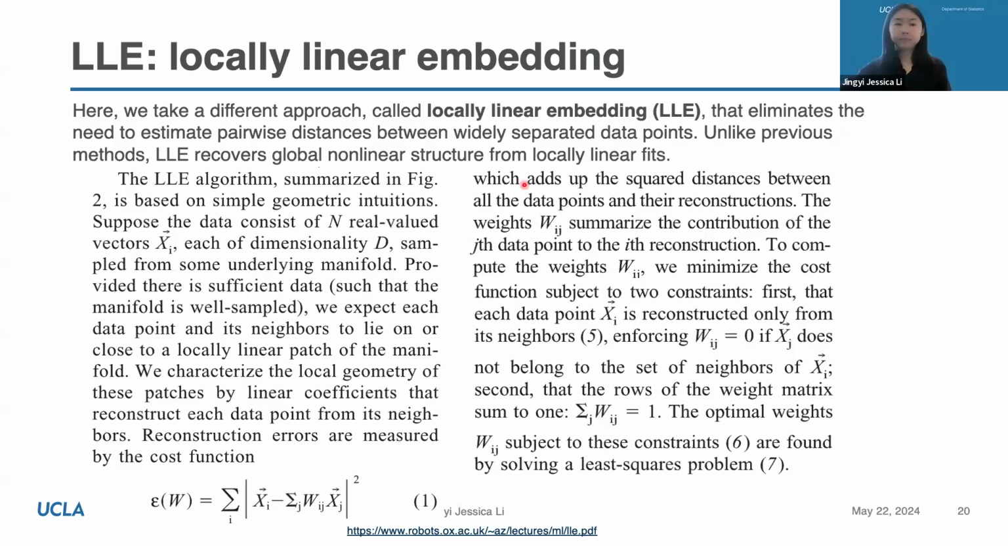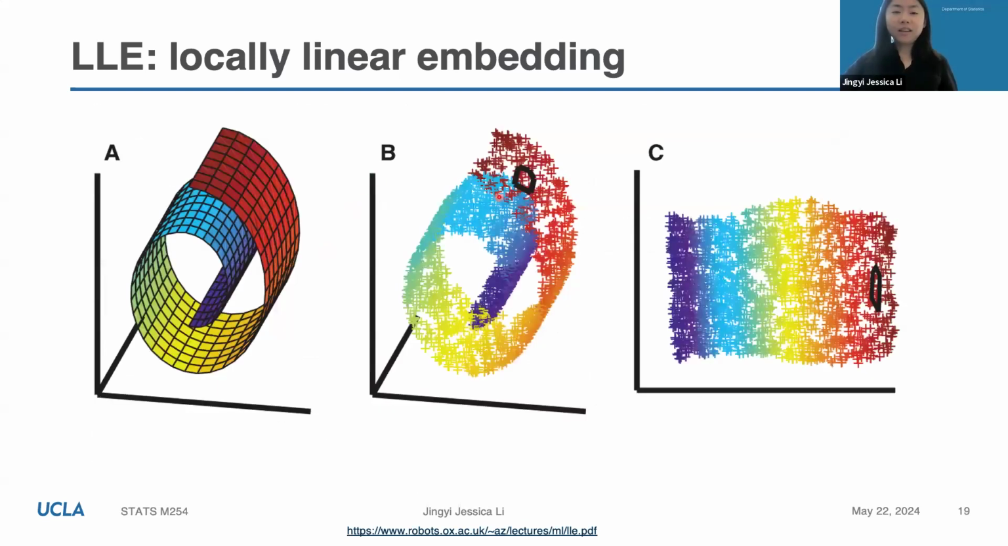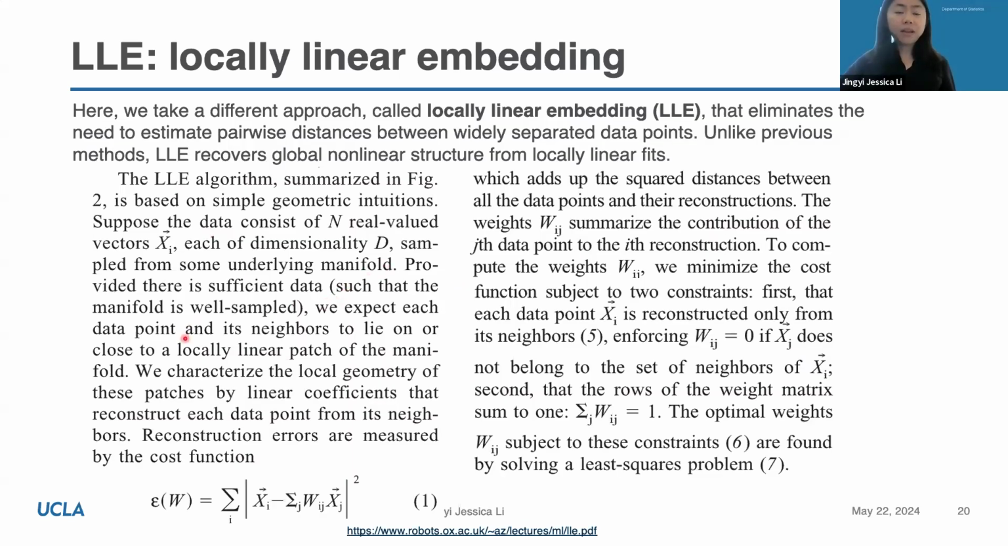Same idea here. The LLE algorithm, summarized in figure 2, is based on simple geometric intuition. Suppose the data consists of n real-valued vectors Xi, the data points, each with dimensionality big D, sampled from some underlying manifold, provided there is sufficient data such that the manifold is well sampled. Basically, you need to make sure that they are dense, so you have the shape of the manifold. We expect each data point and its neighbors to lie on or close to a locally linear patch of the manifold. We characterize the local geometry of these patches by linear coefficients that reconstruct each data point from its neighbors.